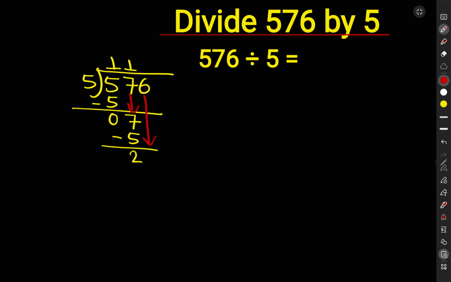So now we put down this 6 and it is 26. 5 times 5 is 25. On subtracting we get 1. So now we have no other number to put down. So we take here a decimal, so that we put 0. So it is 10 and 5 times 2 is 10. On subtracting we get 0.